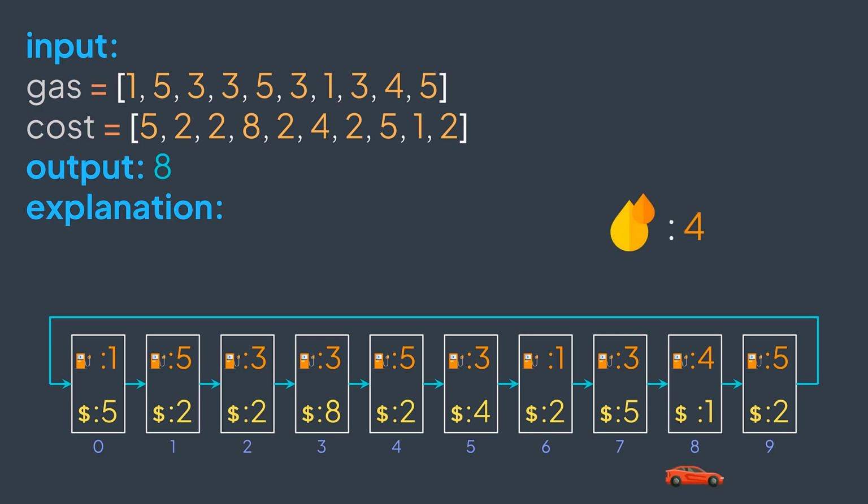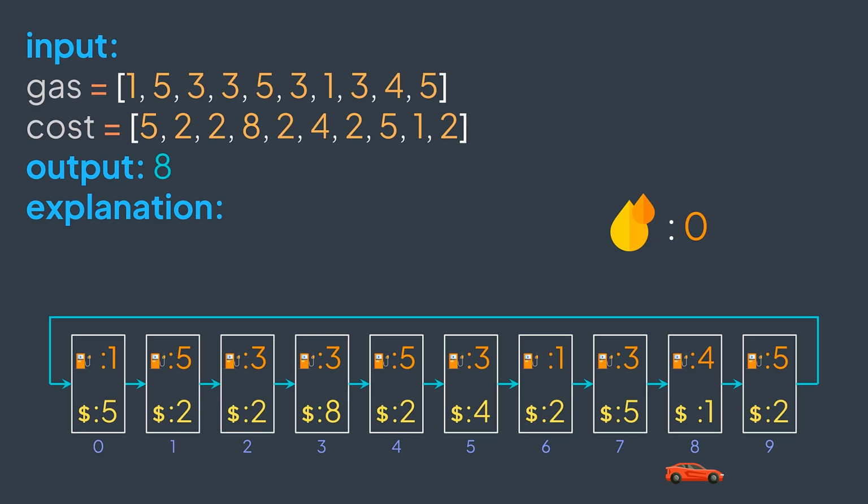We add 4 gas of station 8 and we pay 1 to move to the next station. We add 5 gas of station 9 and we pay 2 to move to the next station. We add 1 and pay 5. We add 5 and pay 2. We add 3 and pay 2. We add 3 and pay 8. We add 5 and pay 2. We add 3 and pay 4. We add 1 and pay 2. We add 3 and pay 5. And we've been able to go back to station 8.